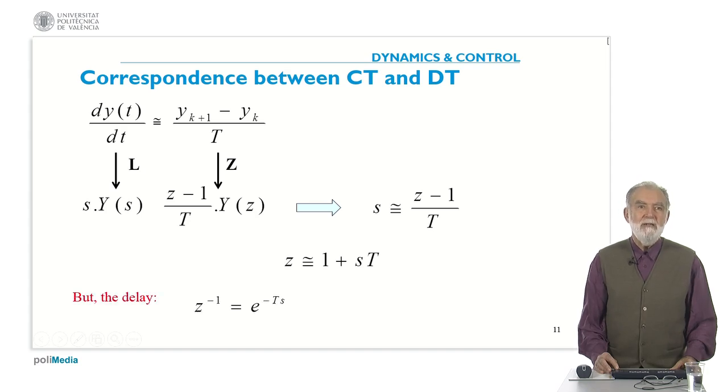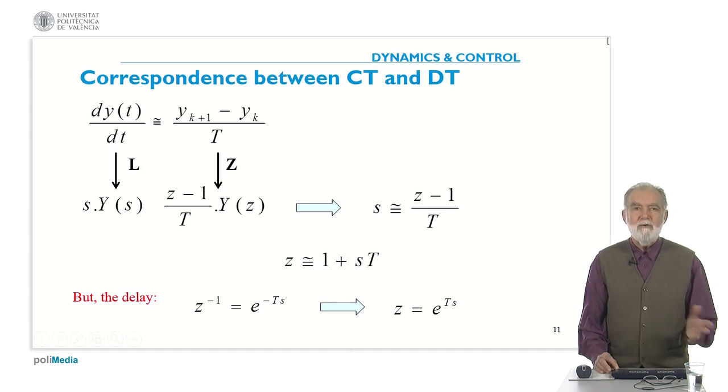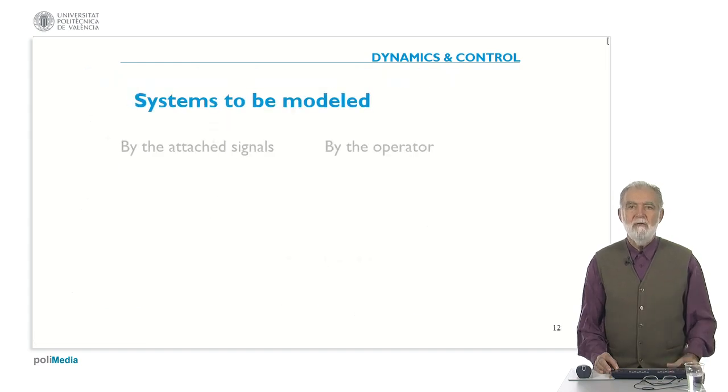Well, but in general, we have seen that the delay is interpreted in continuous time like e to the minus Ts. So in reality, Z is equivalent to e to the power of Ts. So this is the correspondence between continuous time signals and discrete time signals coming from the continuous time.